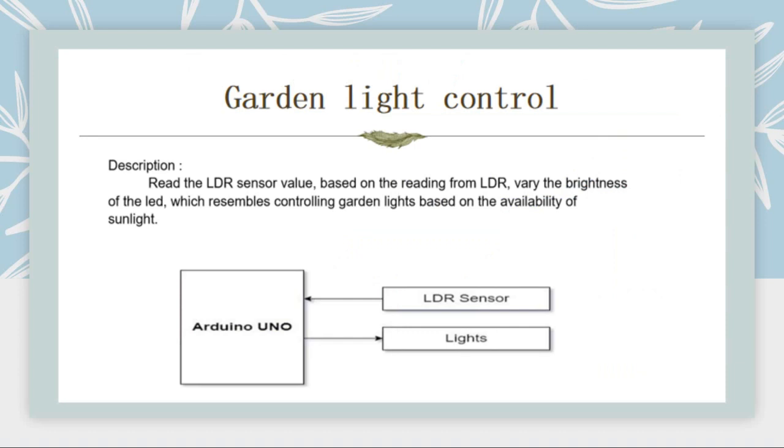So the first scope is the garden light control. In this, we actually have to read the LDR sensor value. Based on the reading from the LDR, we need to vary the brightness of the LED, which resembles controlling the garden lights based on the availability of sunlight. As we can see in the diagram given below, first the Arduino Uno will take in input from the LDR sensor. Depending on how bright or how dim the outside world is, Arduino Uno will increase the brightness of the lights.